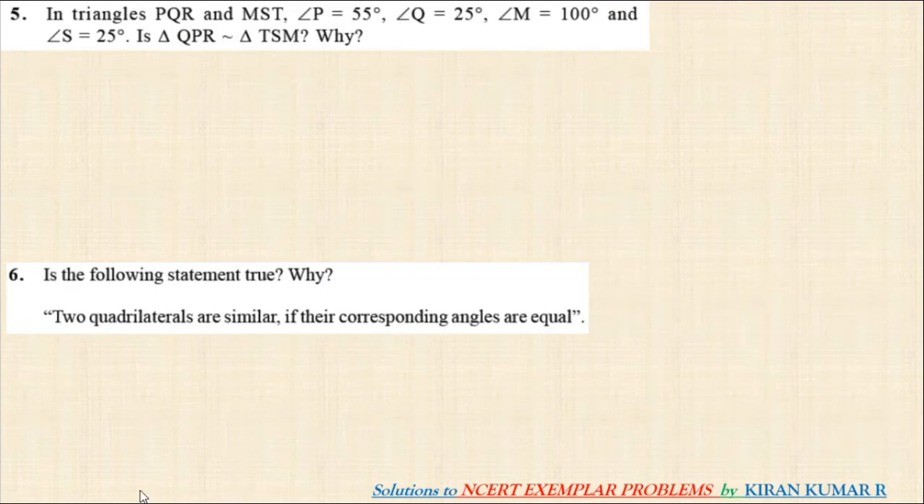Question 5. In triangles PQR and MST, angle P is 55 degrees, angle Q is 25 degrees, angle M is 100 degrees, angle S is 25 degrees. Is triangle QPR similar to the triangle DSM? Let me draw a rough figure.